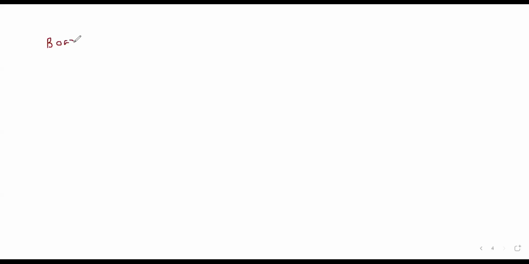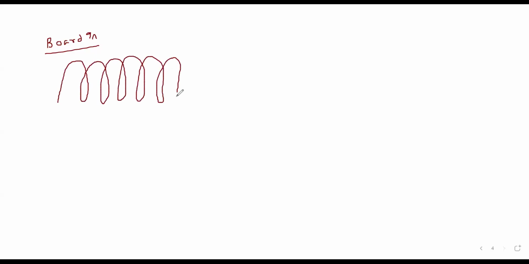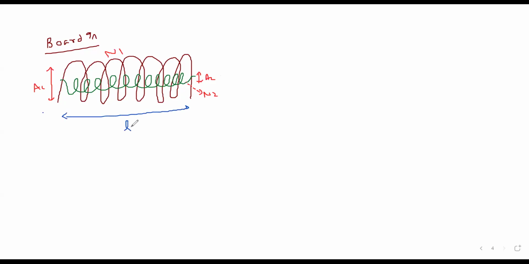This is a board question. It is the first coil, and it is the second coil. Do you think the first coil and second coil have the same number of turns? No. So first coil has N1 turns, second coil has N2 turns. Area of the first coil is A1, area of the second coil is A2. But both coils have the same length, L.